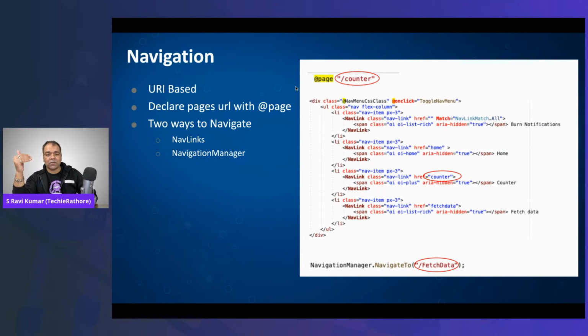When you have to do navigation from the code behind, we will use the NavigationManager. We have to inject the NavigationManager on the page, and once we inject it, we can use NavigateTo to do the navigation from the code behind. So navigation is done using URIs. It is simple navigation, very similar to your ASP.NET Core MVC.